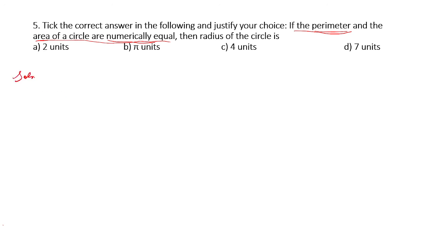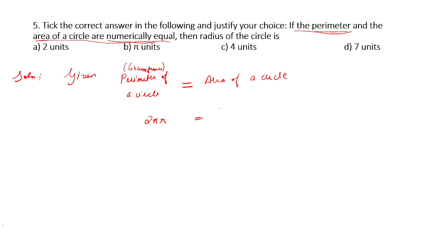So you can write this as the solution. It is given that the perimeter of a circle is equal to the area of a circle. What is the perimeter of a circle? It's the same thing as circumference; I told you earlier that circumference and perimeter mean the same. So the perimeter of a circle is 2 pi r, and the area of a circle is pi r square. Pi cancels, one r goes from here, so r is equal to 2 units. So the answer is this.